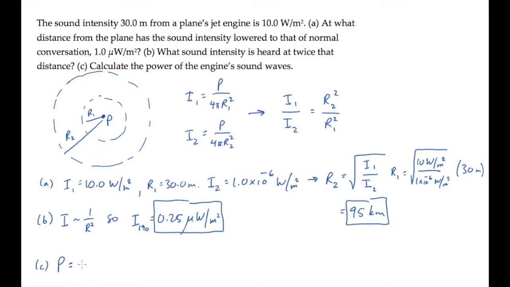Part C asks for the power in the engine sound wave. That's the value of P from the expressions above, so we can calculate it at any of the given distances. We'll use the values I1 and R1, substituting them and calculating to find the power in the engine sound wave is 1.13 times 10 to the 5th watts.